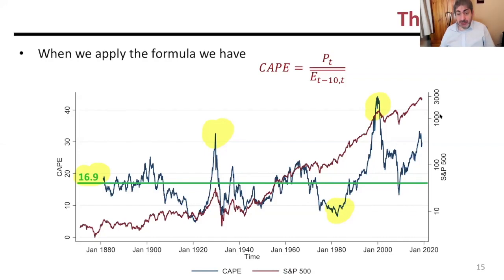I repeat, the only innovation that Schiller applies to the concept of price earning is that instead of taking the price in time t divided by the earnings in time t, we take the price in time t and we divide it by the average earnings in the last 10 years. And the idea is that this is more stable because it adjusts for business cycles.